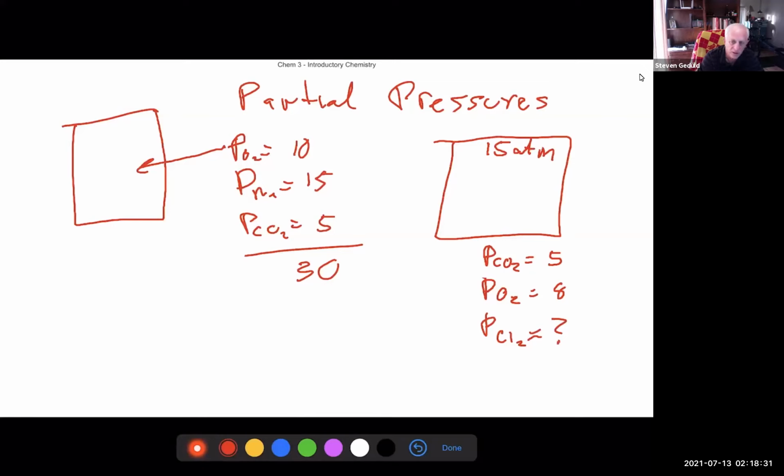The total is 15. Partial pressure of CO2 is 5. Partial pressure of oxygen is 8. The partial pressure of chlorine is 2. Bingo. Perfect. It has to be, because the pressures have to equal the total in the container. That's it. I can't make this one any harder, guys. You just have to add them together. All the gases add up to the total.